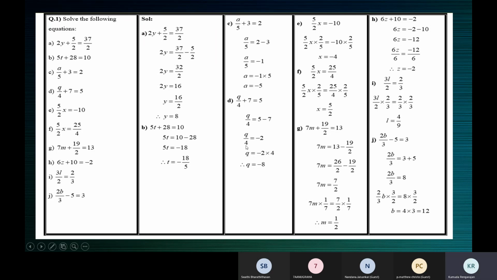Now to get rid of 4, we'll multiply both the sides by 4. So q by 4 into 4, 4 and 4 will get cancelled. So you'll have q is equal to minus 2 into 4, which is minus 8.